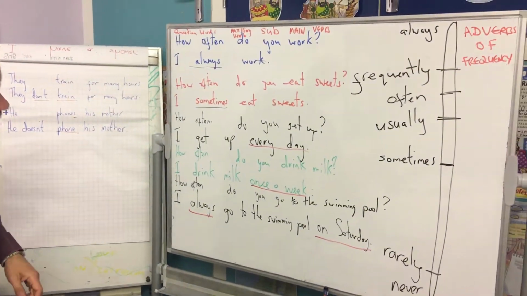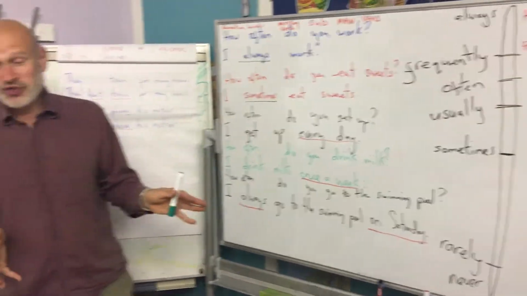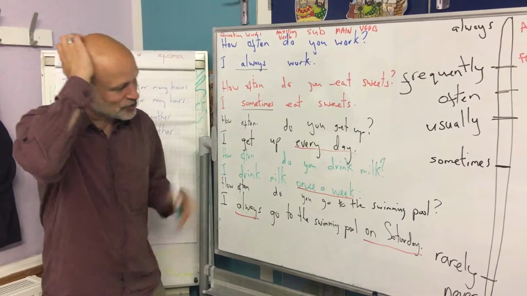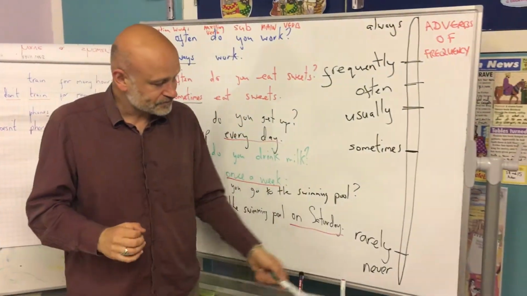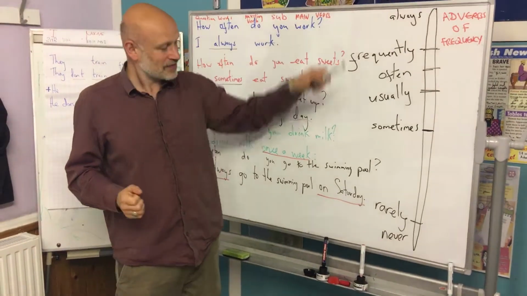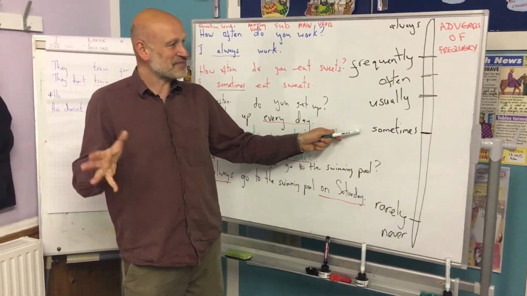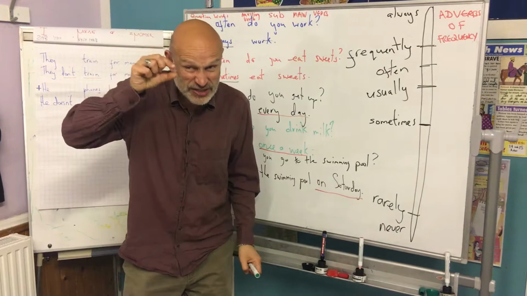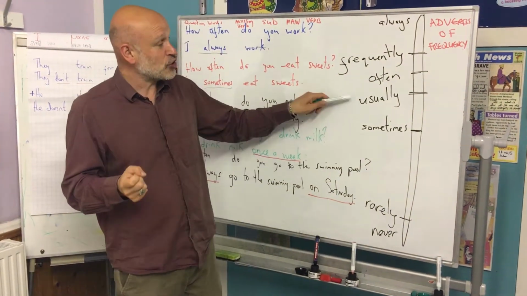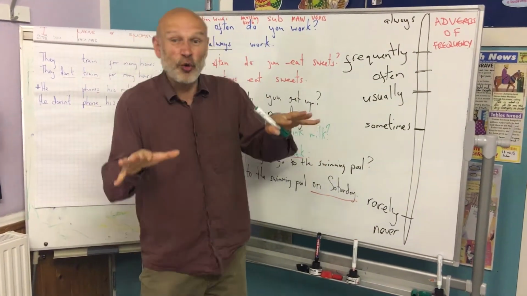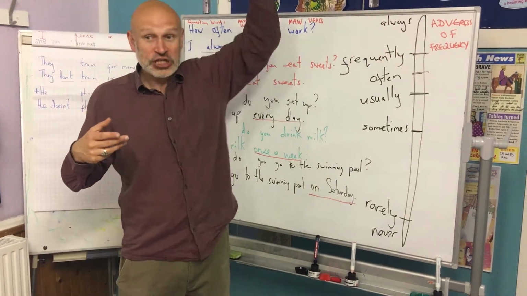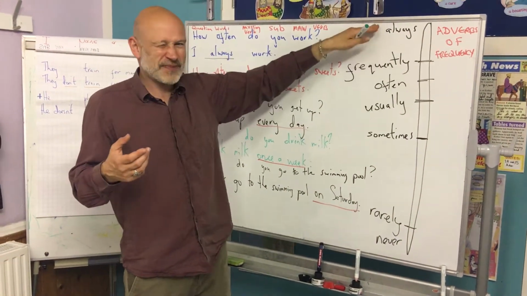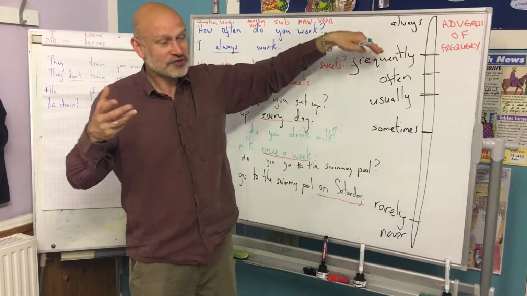Then we moved on to our new topic. I love this topic so much. Adverbs of frequency. And here they are. Always, never, sometimes in the middle, rarely when it's only a little bit, usually, that's like normally, often, a lot, frequently, a lot, but not as much as always, okay? But it's a lot.